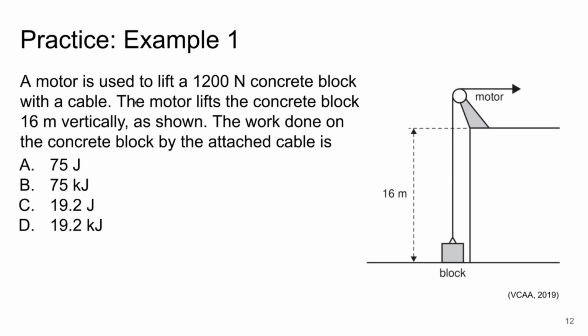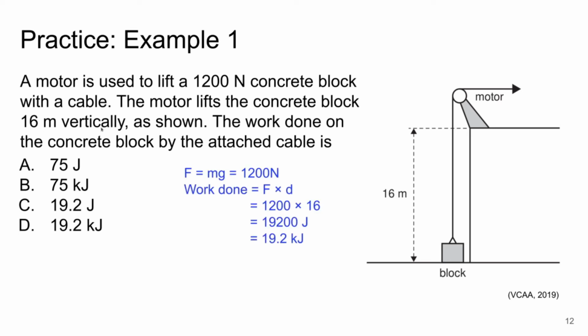So now let's work through a few practice examples. A motor is used to lift a 1200 Newton concrete block with a cable. The motor lifts the concrete block 16 meters vertically as shown. We are asked to calculate the work done on the concrete block by the attached cable. So at this point, please pause the video while you work through the problem yourself and resume the video to see the solutions.